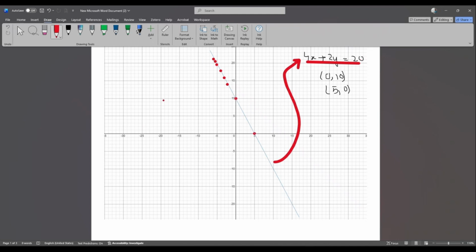This is the second form of how to plot a linear equation. By linear equation, I mean the variables are of degree 1, or the exponent or power is 1. So the first method, which we discussed in today's lecture, is y = mx + b. The second method is what we call the x-intercept and y-intercept.